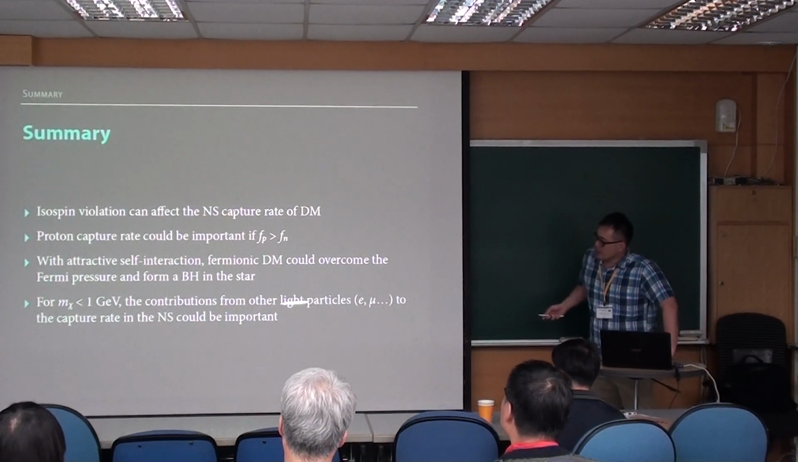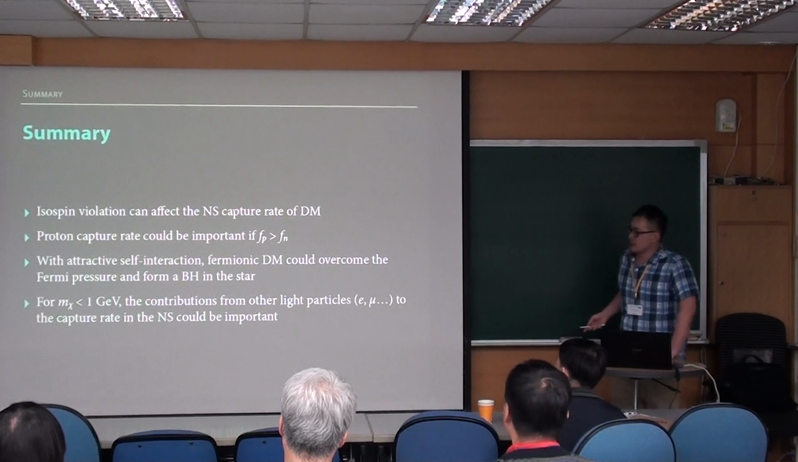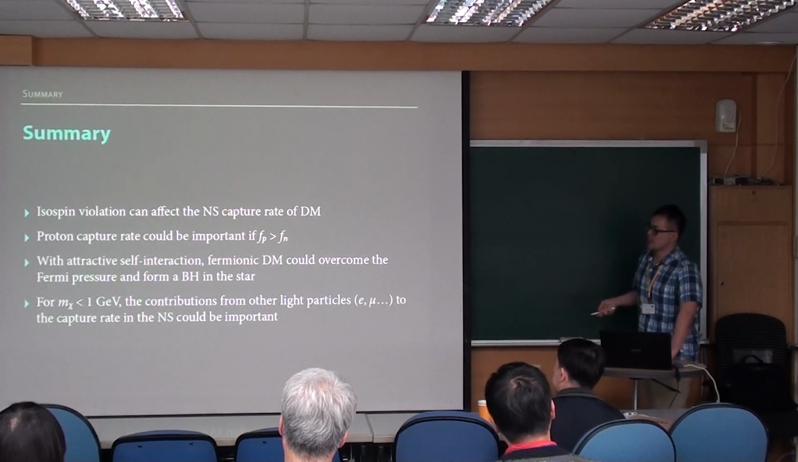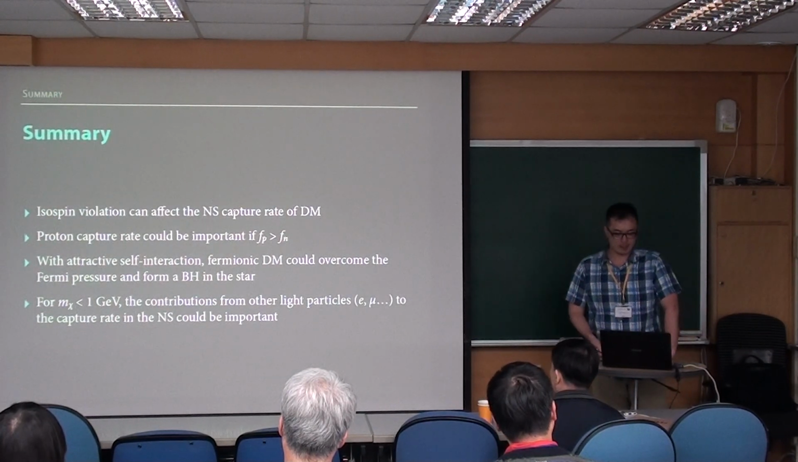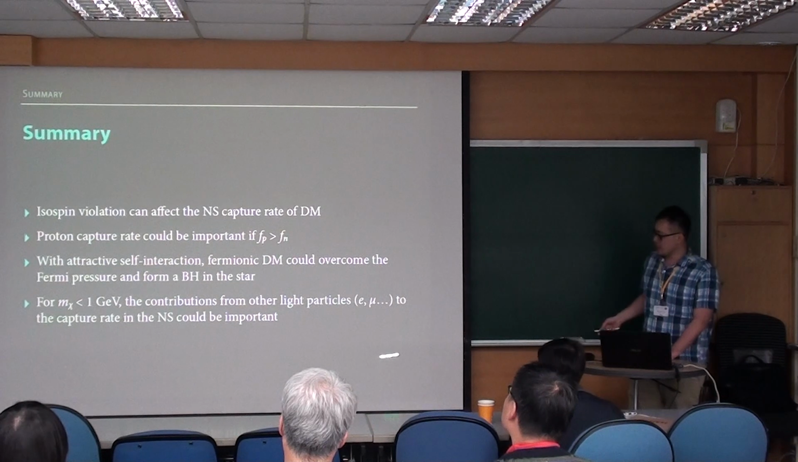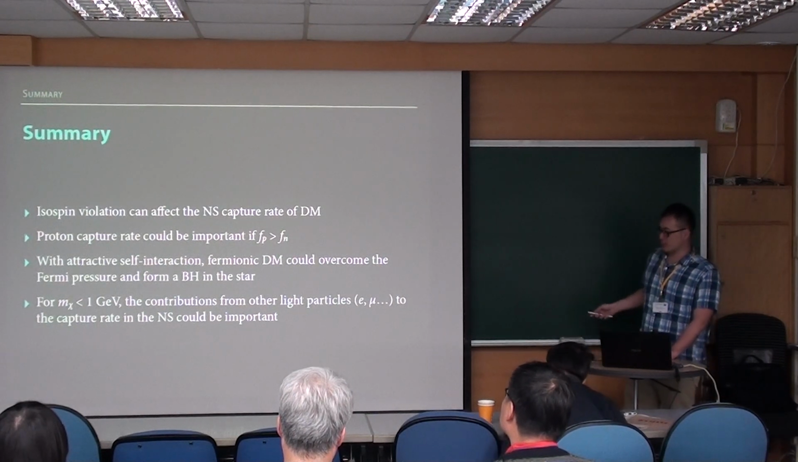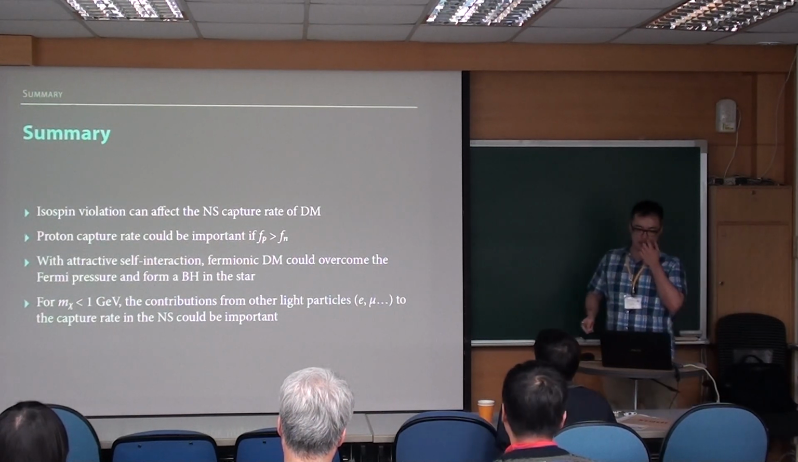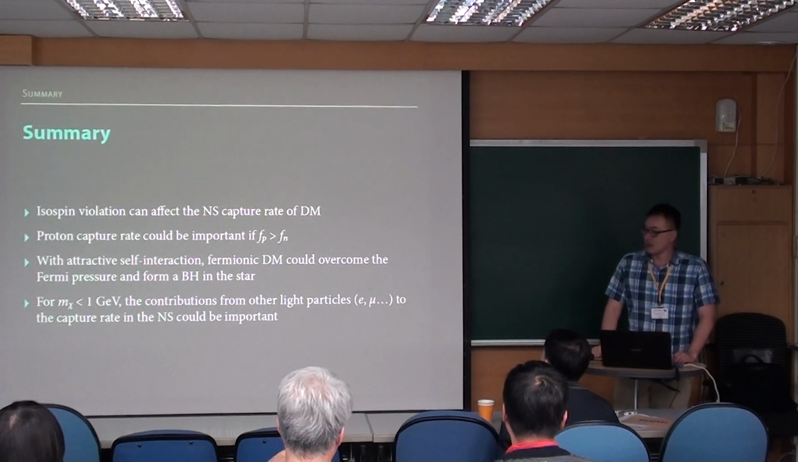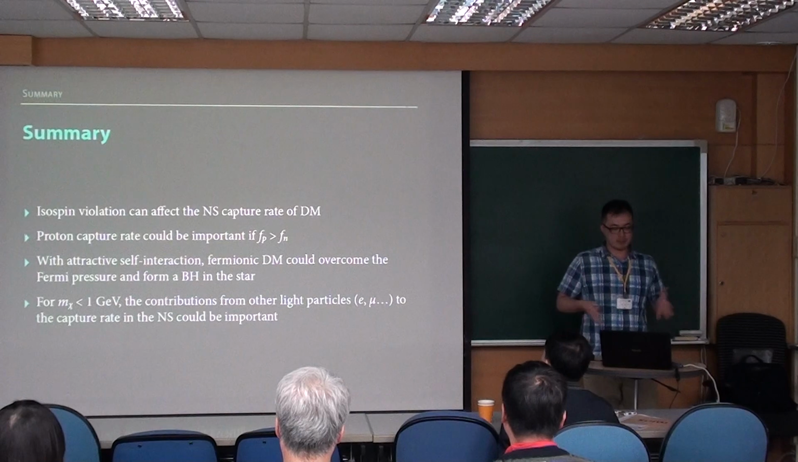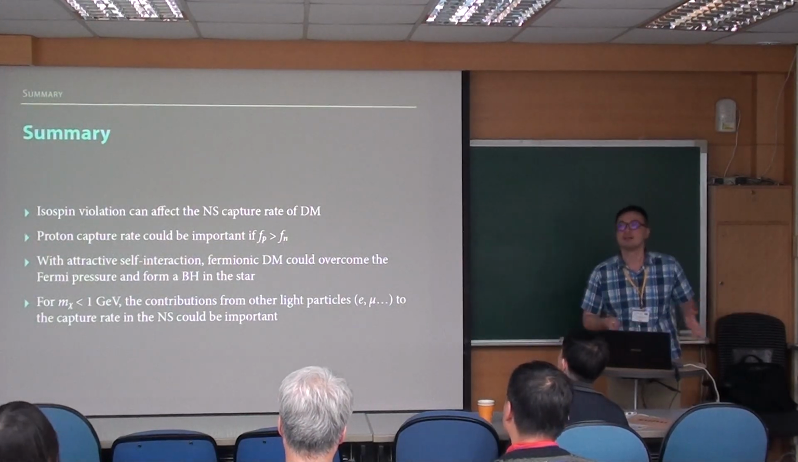On the other hand, in our calculation of the capture rate, we only consider the contribution from baryons. There are also other light particles, such as electrons and muons, which we did not take into consideration. So if we include the contribution from these particles, perhaps the constraint or the sensitivity will become more stringent than the results I presented here today. Okay, thank you.